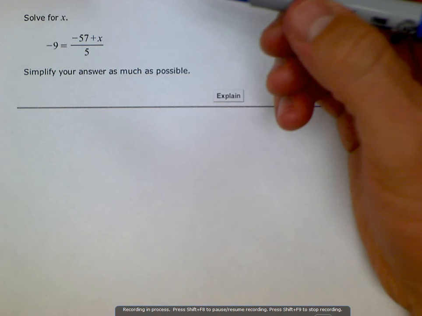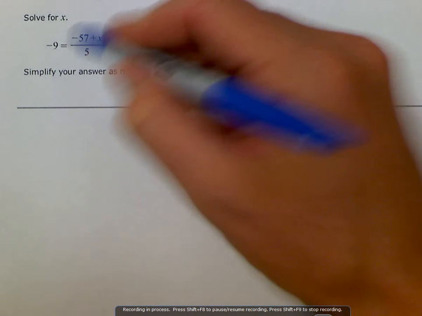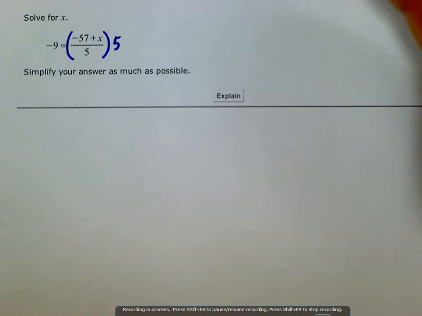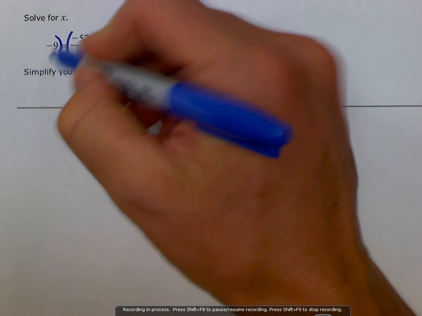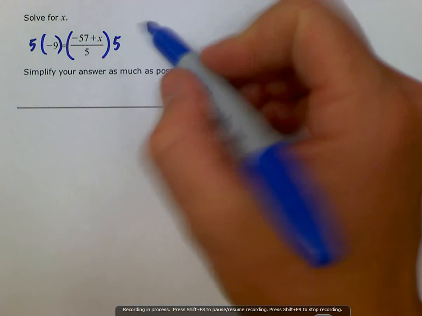Okay. Opposite operation of division is multiplication. So I'm going to undo this division by multiplying by 5 over here. But what I do to one side, I have to maintain the balance and the integrity of the equation, so I have to multiply by 5 on both sides. When I do that, that gives me a 5 on top and on bottom.